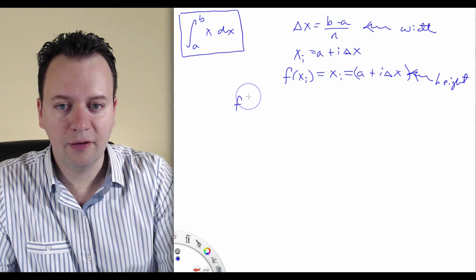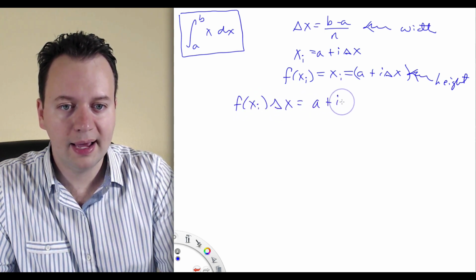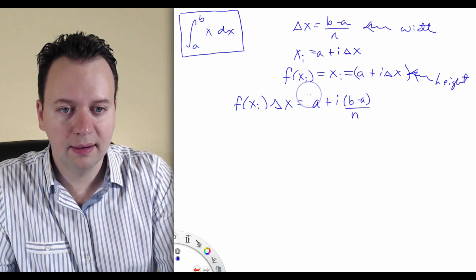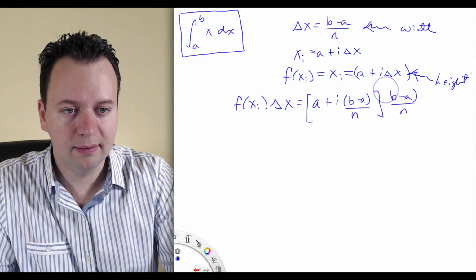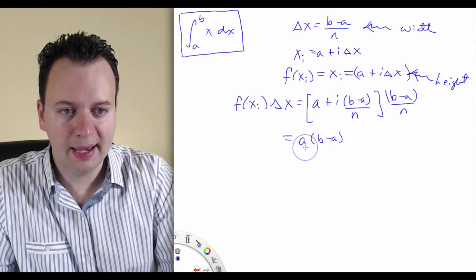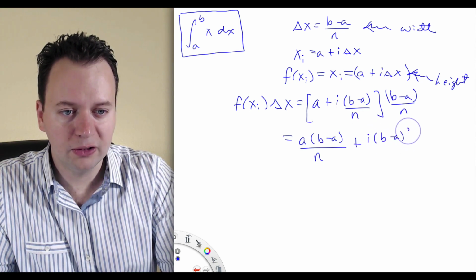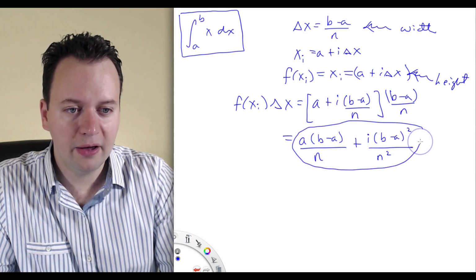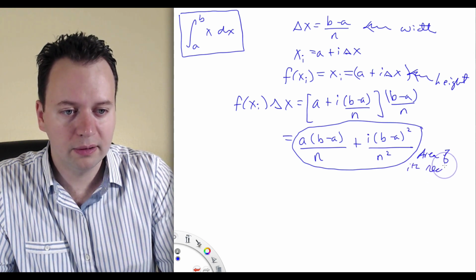So basically, f of x sub i times delta x is going to be a plus i delta x, which is (b minus a) over n, and then it's all times delta x, which is (b minus a) over n. If we expand this out, we get a times (b minus a) over n, and then plus i (b minus a) squared over n squared. So this will be the approximate value. So this is the area of the ith rectangle.